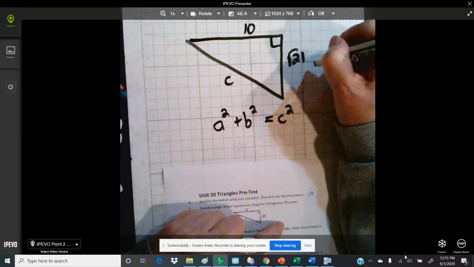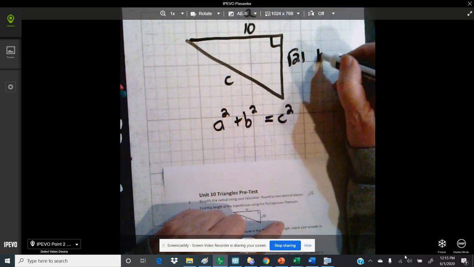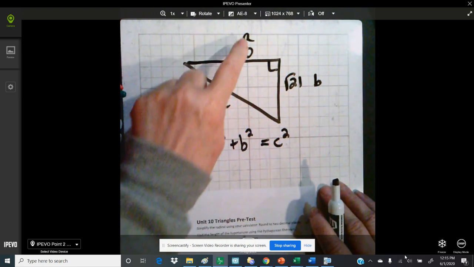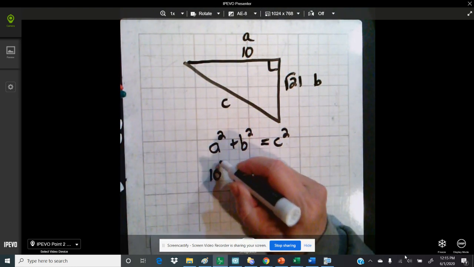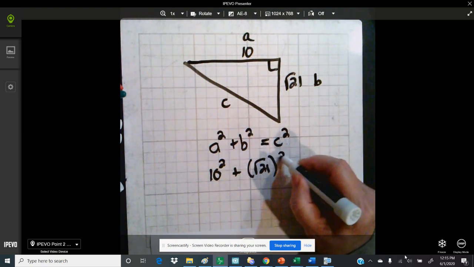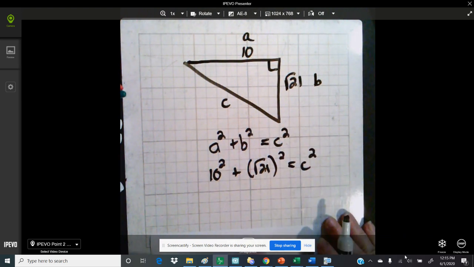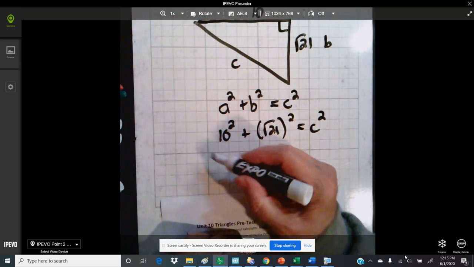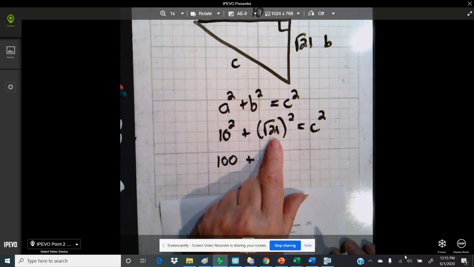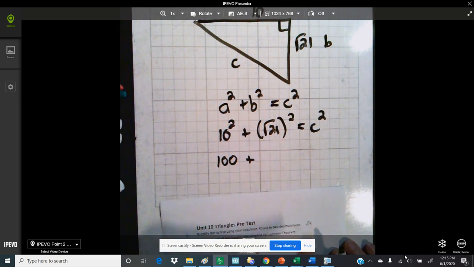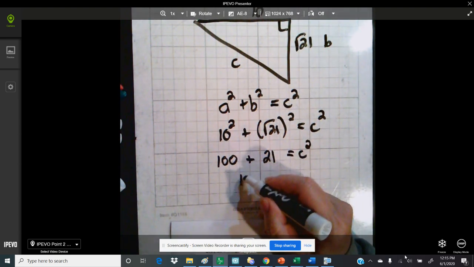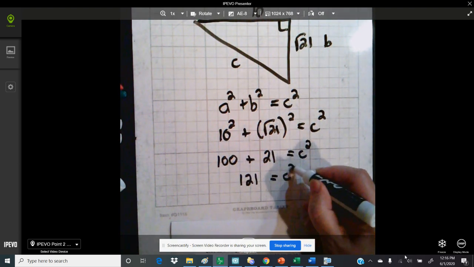It doesn't matter which one of these you call a or b, so I'm going to call that one a and that one b. But you could have done it the opposite. It's not going to matter. So a squared is 10, so this would be 10 squared plus b is the square root of 21 squared equals c squared. Well, 10 squared is 10 times 10, so that's 100 plus, well, the square root of 21, remember when you square a square root, you get the number back again. So this would be 21 equals c squared. This would be 121 equals c squared.